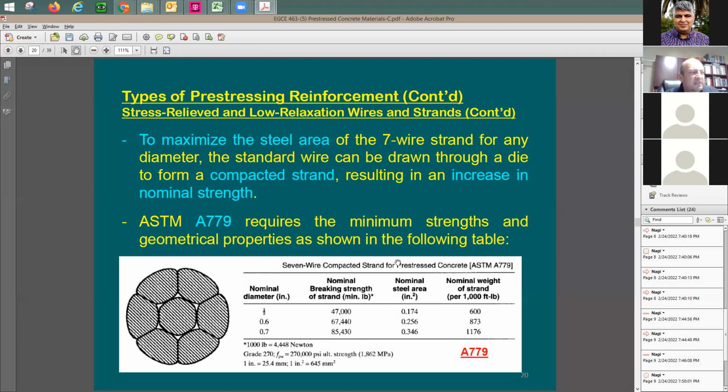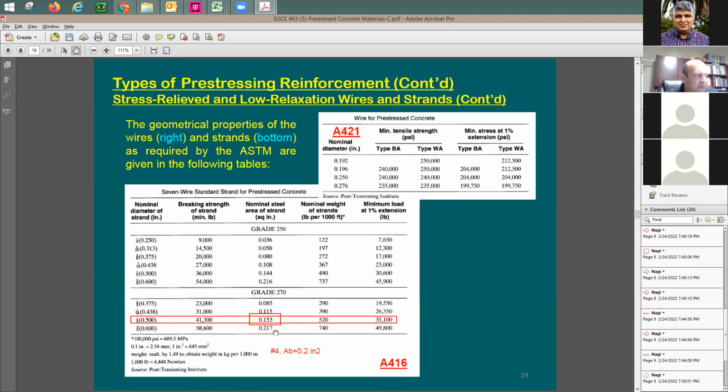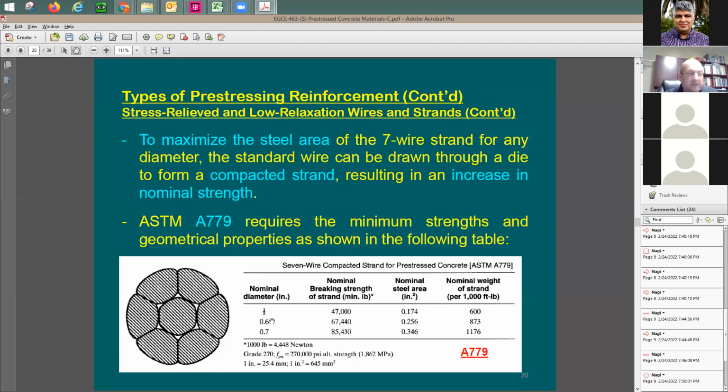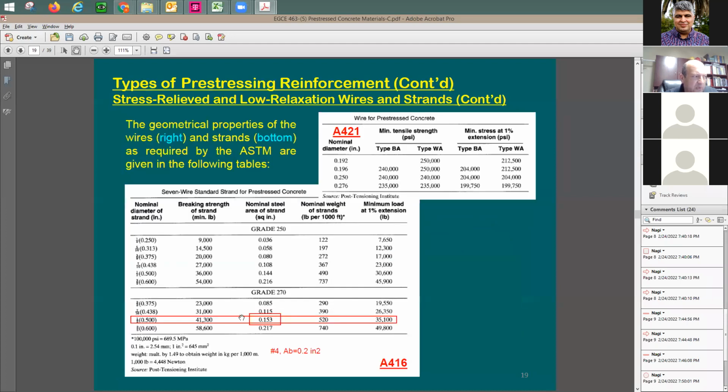But if you like to go with the 7-wire strand A779, half an inch, you're going to have a bigger cross-sectional area. And the difference is kind of significant, because when you compare 0.174 to 0.153, there's some difference. It is nothing that you can just ignore. You have an increase here, but this is not very common. So in my course, I will avoid the use of it, and most likely I'm going to stay here with the half-inch A416. This is what we'd like to use.